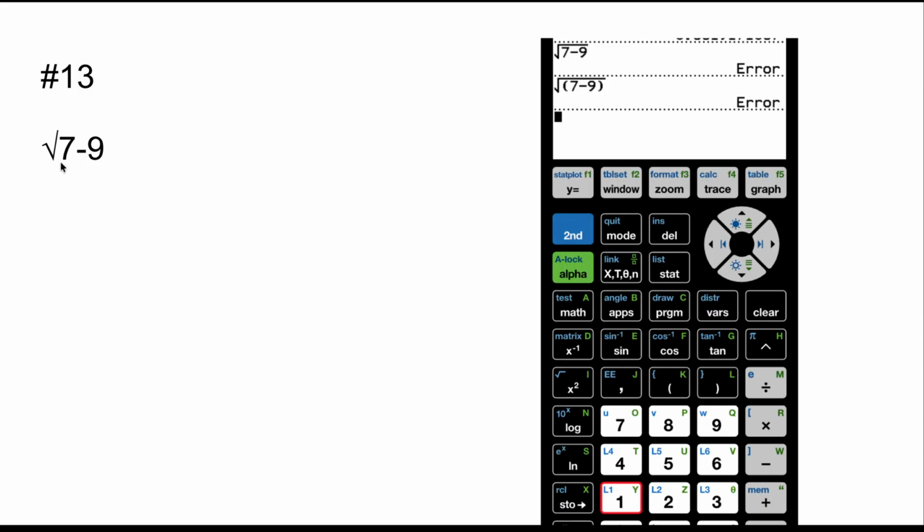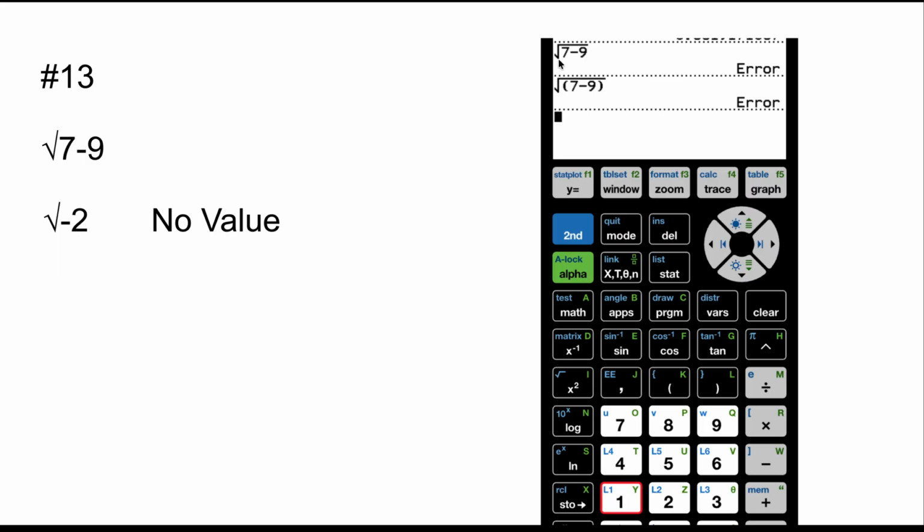So this one says 7 minus 9. 7 minus 9 is -2. You cannot take the square root of a negative number unless it's in parentheses and it's squared. So there are lots of exceptions, but in general, you cannot do a square root of a negative number. It will give you an error.